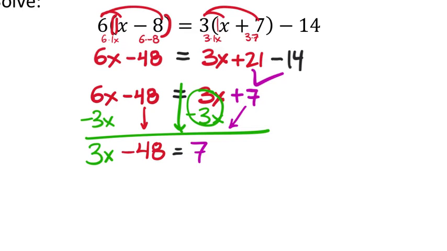Fair enough. But now we're going to use another principle of equality on the negative 48 because, as I've said before, we'd like these 3 x's to be by themselves. Again, that's called isolating the variable.